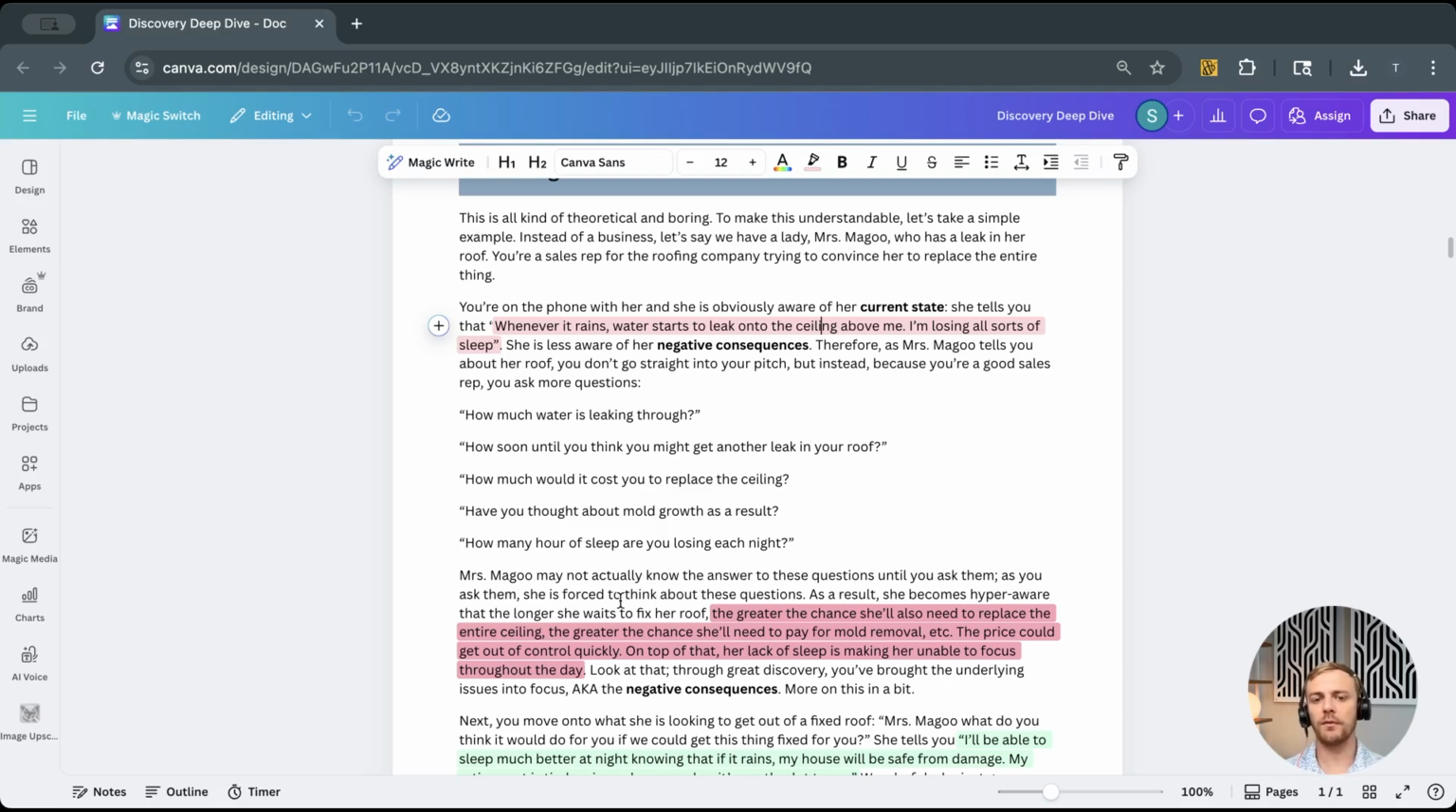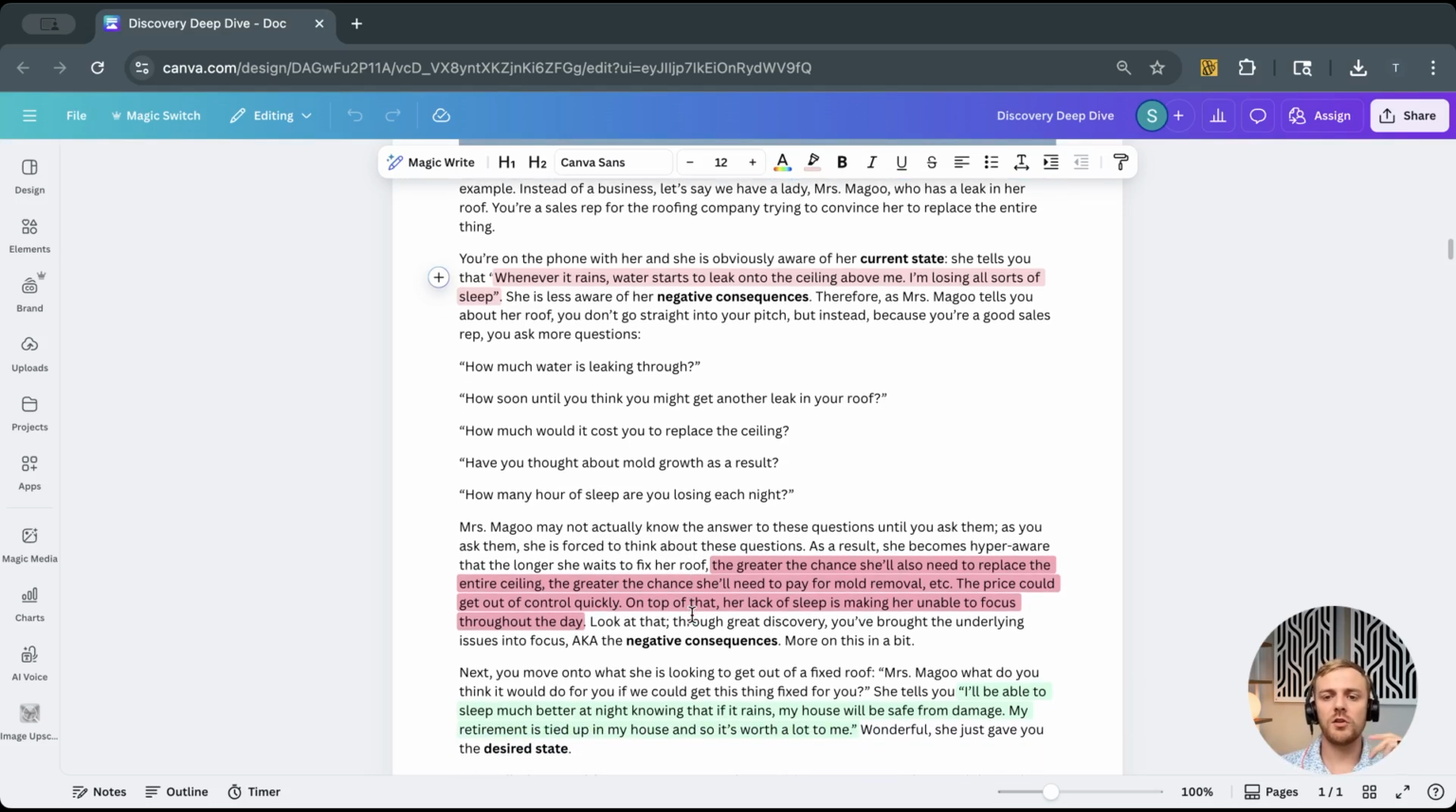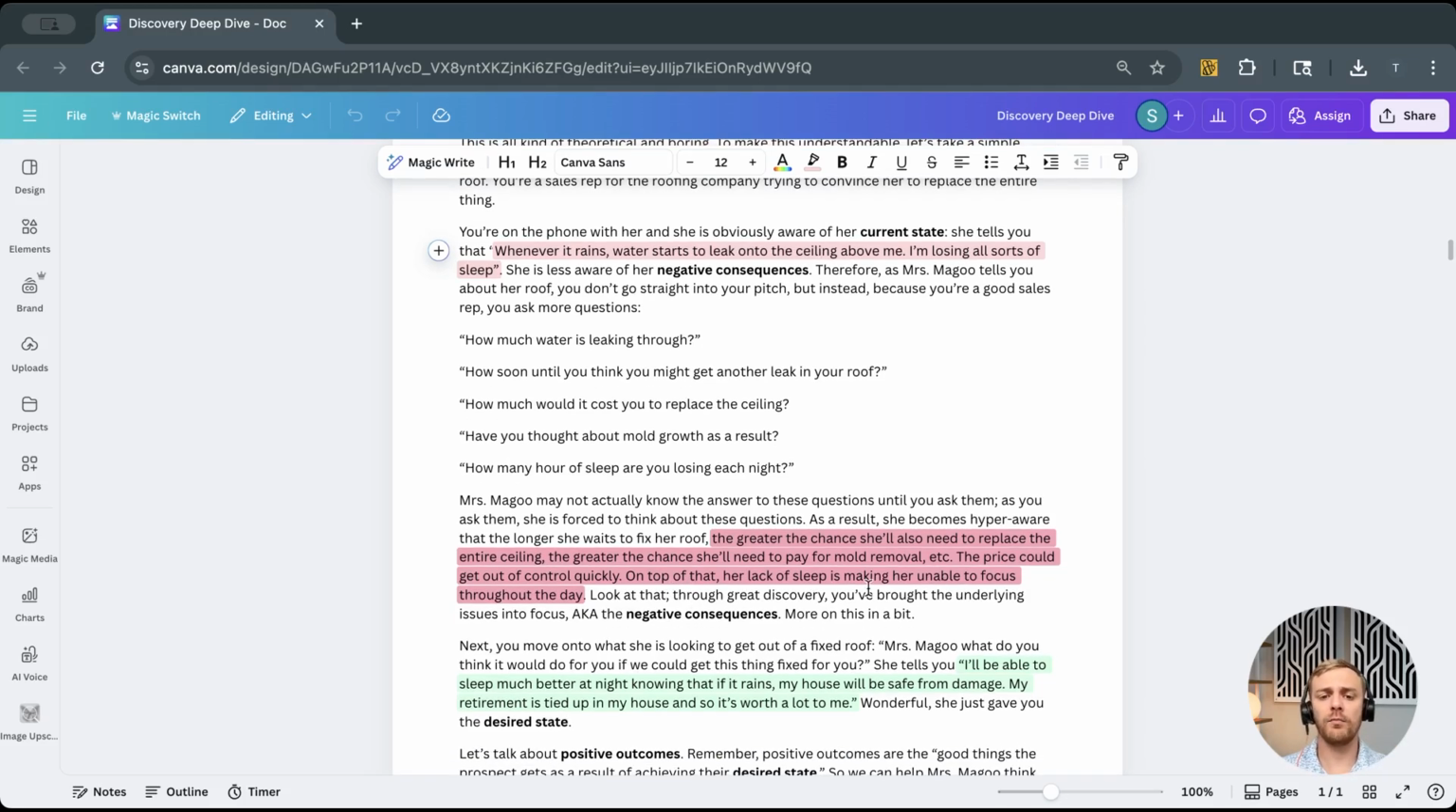As a result, she becomes hyper aware that the longer she waits to fix her roof, the greater chance she'll also need to replace the ceiling. She might need to pay for mold removal. And the price starts getting out of control quickly. Then she starts thinking more about what her lack of sleep is costing her. And there you go. You brought the underlying issues into focus, the negative consequences.